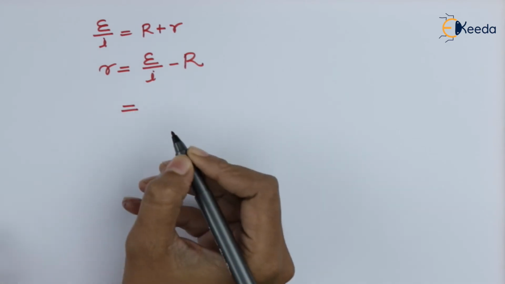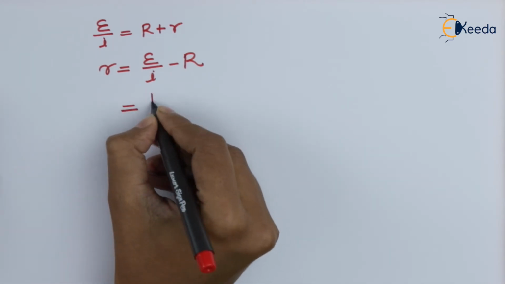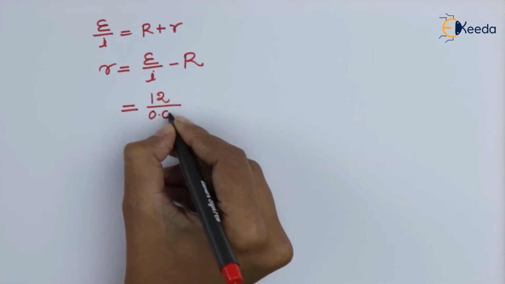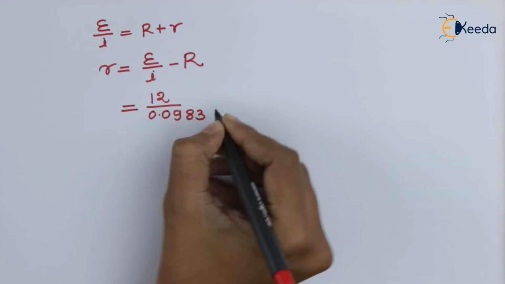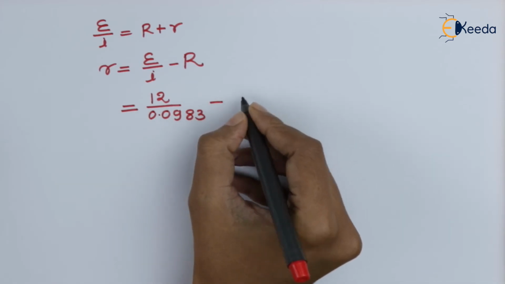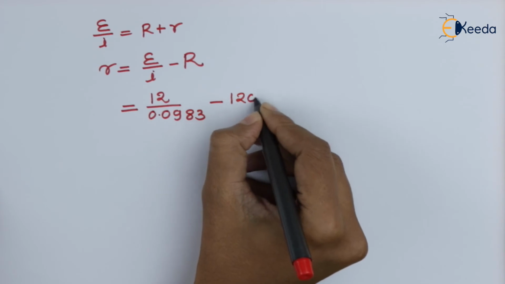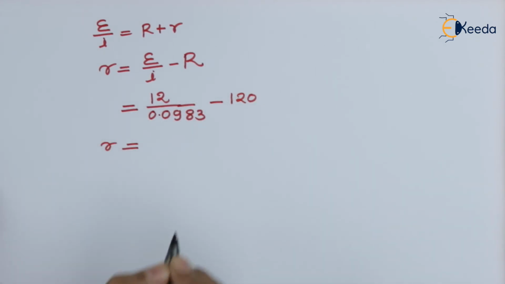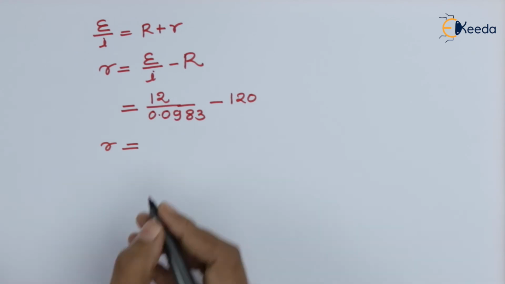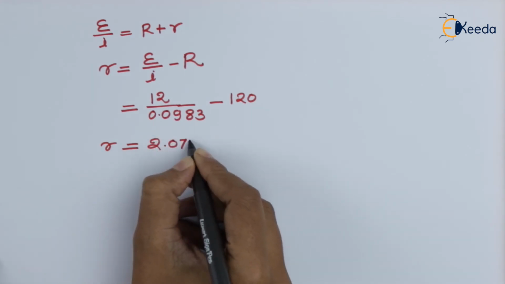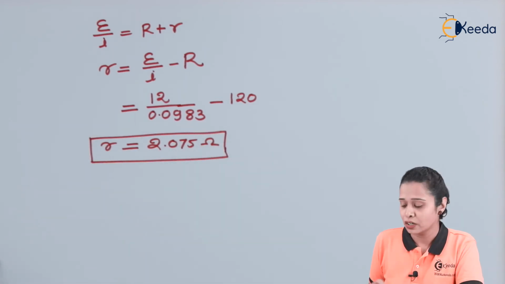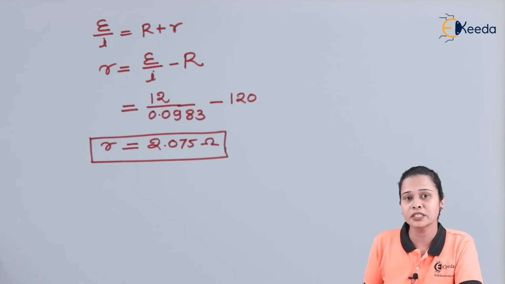Let us substitute the values here. We have 12, the current value is 0.0983 minus R, that is 120 ohms. So after solving this, we will get the value of r is 2.075 ohms. Now this is the value of internal resistance. So by using this formula, we can find out the internal resistance of cell.